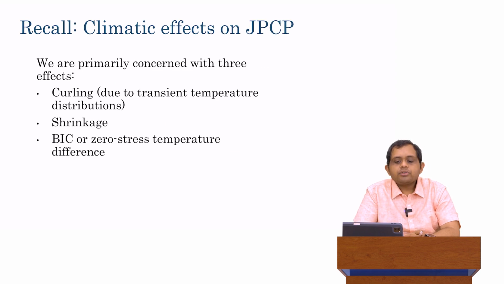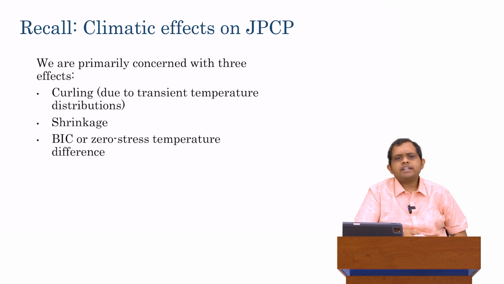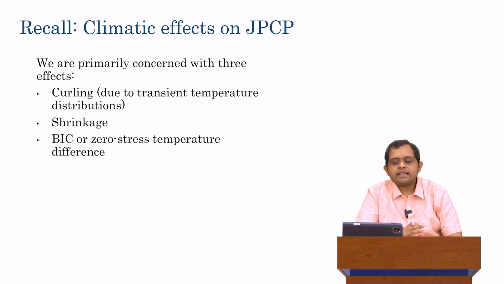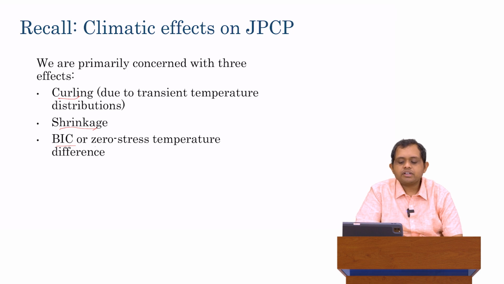What you may want to recall is what the climate effects on JPCP are. For details, you want to go back to module 2. We had a couple of lectures where we talked about climate. But putting it very succinctly, there are basically three climate-related effects that we are concerned about in JPCP: curling, shrinkage, and BIC or built-in curling, which sometimes in India we call zero stress temperature difference.